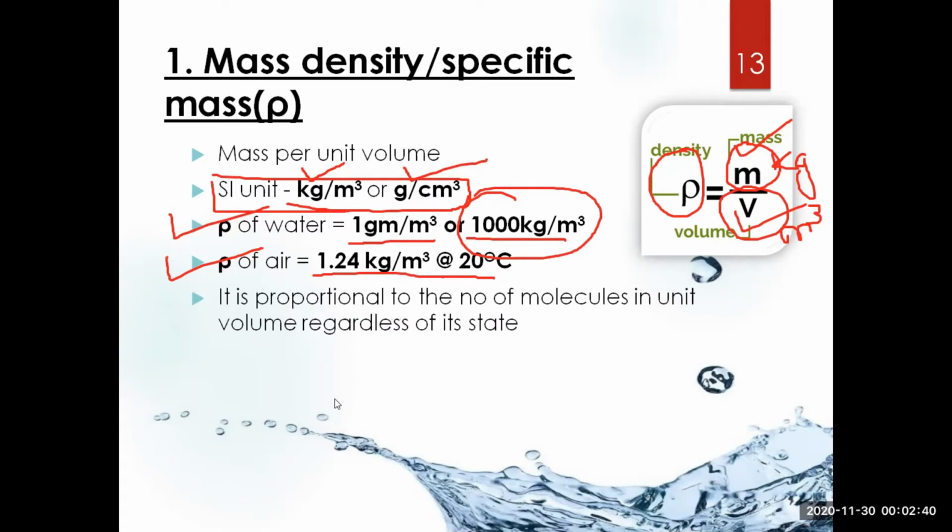Here, this mass density or specific mass is proportional to the number of molecules in a unit volume regardless of its state, whether the molecules are in solid, liquid or gaseous state. As the name says, mass means the number of molecules. So this mass density rho is directly proportional to mass. It is proportional to the number of molecules per unit volume, whether it is in a solid state or liquid state, any state.